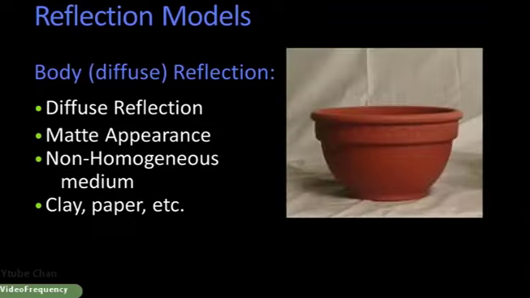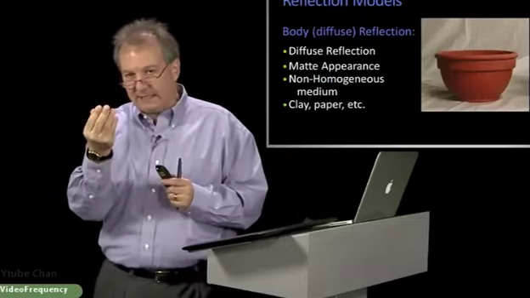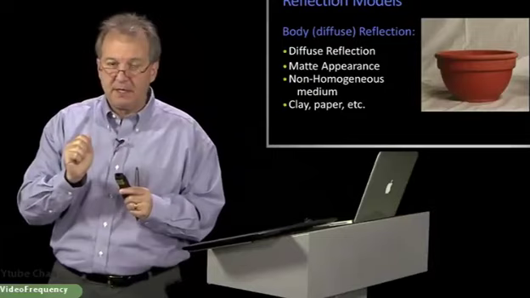So this example here is this clay pot. If you think of this clay pot and you look at it, in some sense there's no shininess to it at all, right? It's purely matte. It's purely diffuse. And in particular, we'll talk later, no matter what direction you look at it, it seems to be approximately the same brightness.